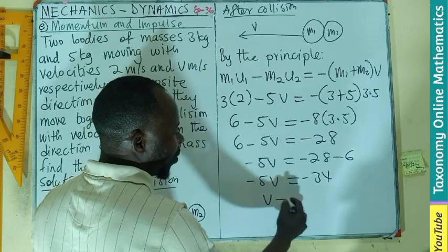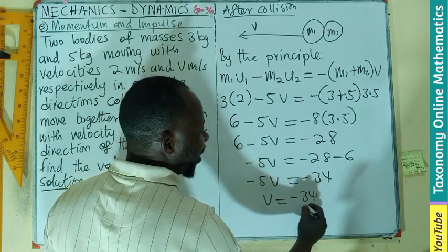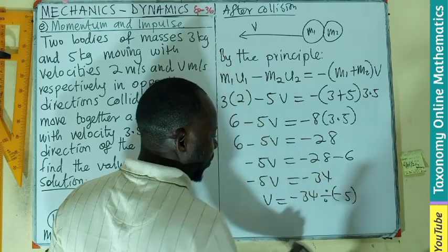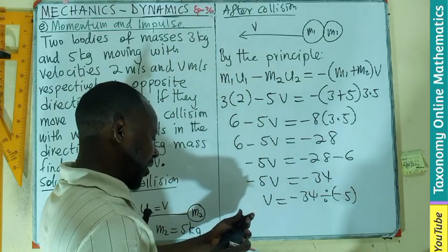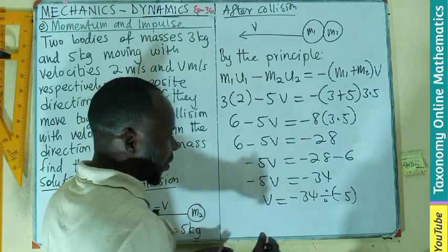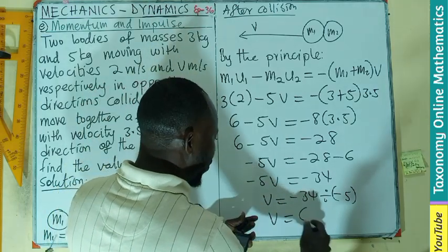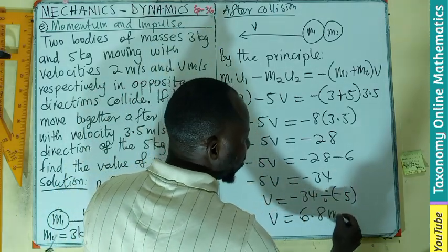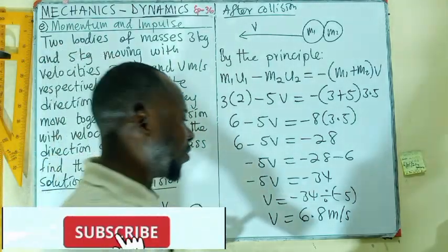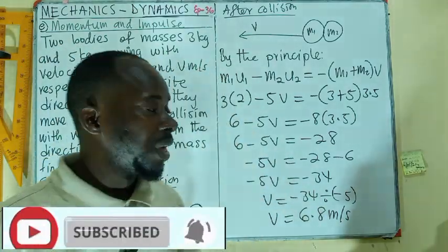So let's say V will now become negative 34 divided by negative 5. And let's see, is it 34? 34 divided by 5. That will give your V to be equal to 6.8 meter per second. So the value we are looking for is going to be 6.8.